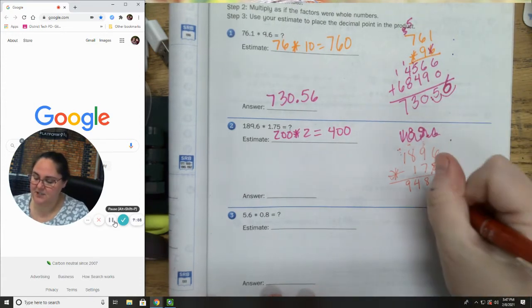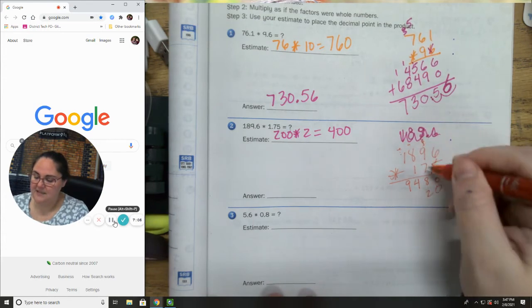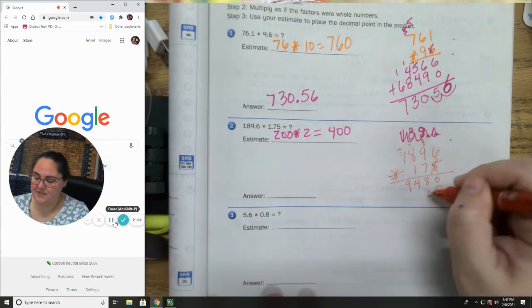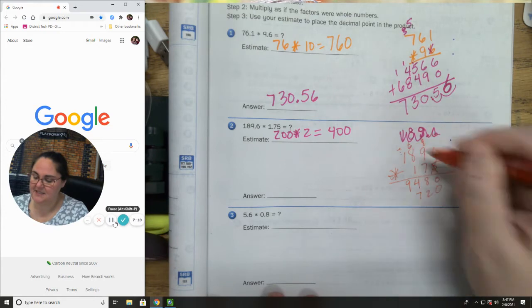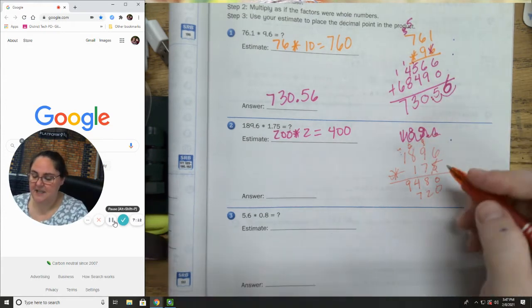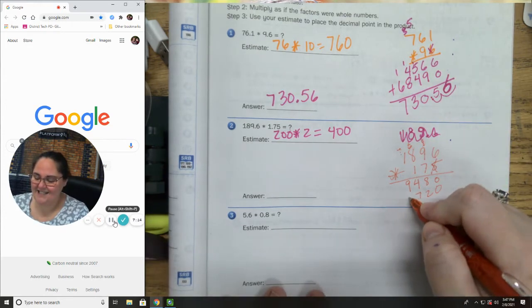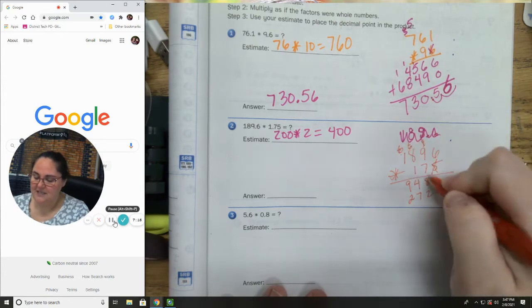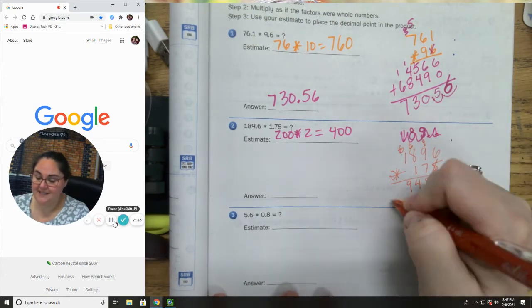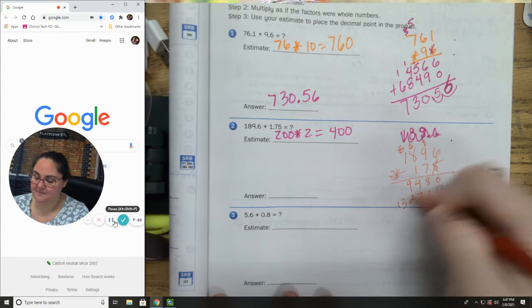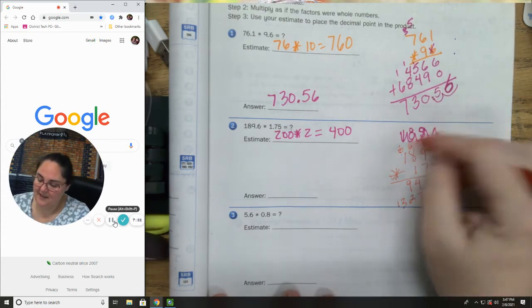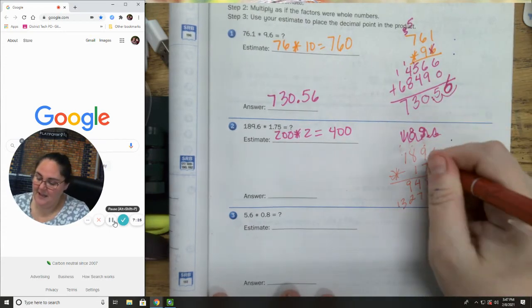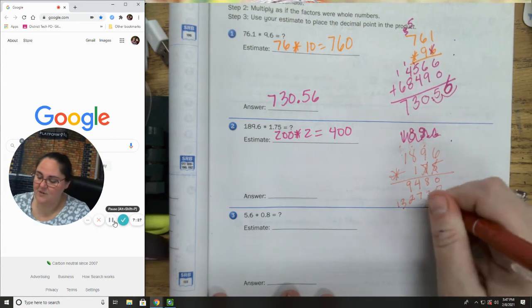7 times 6 is 42, carry my 4. 7 times 9 is 63, plus 4 is 67, carry my 6. 7 times 8 is 56, plus 6 is 62. 7 times 1 is 7, plus 6 is 13. All right, my last time. My X's and the O's, they haunt me.